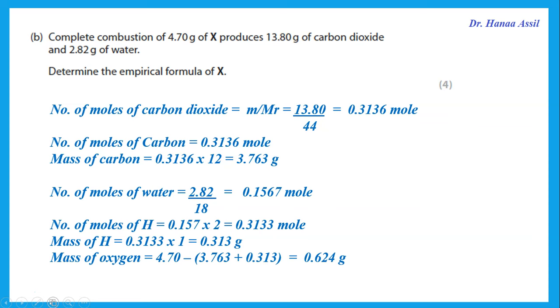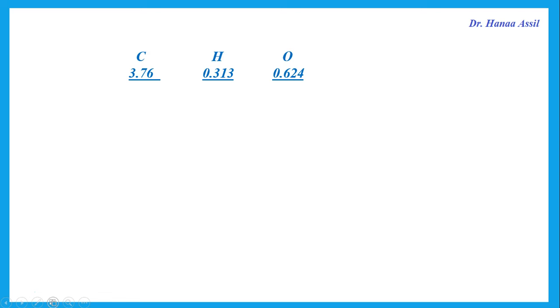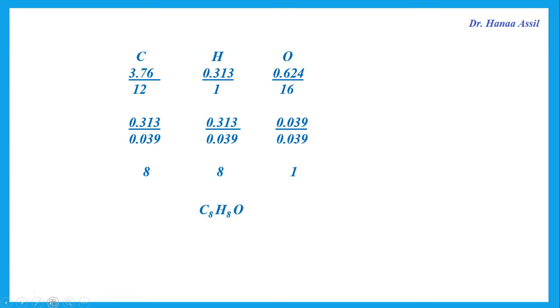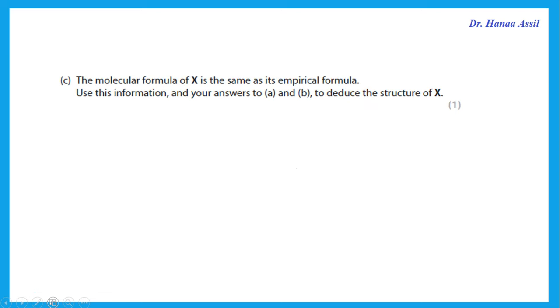Now we're required to get the empirical formula, so we put the masses, divide by the mass number, divide by the smallest. This gives a ratio of 8 to 8 to 1, and that means the empirical formula is C8H8O. The molecular formula of X is the same as its empirical formula. Now use this information and your answers to the first parts to deduce the structure of X.